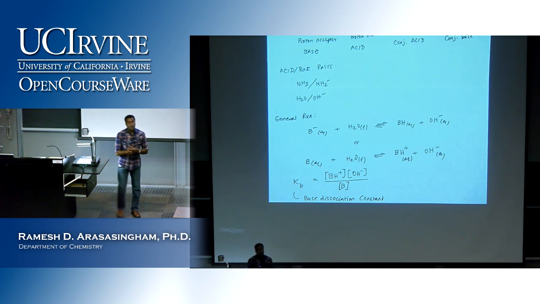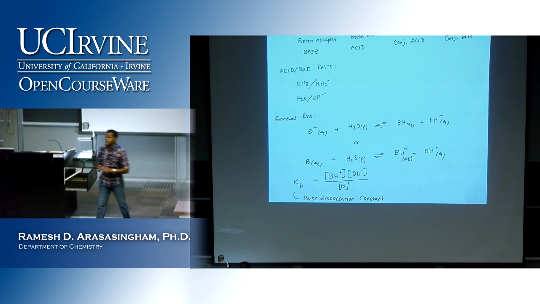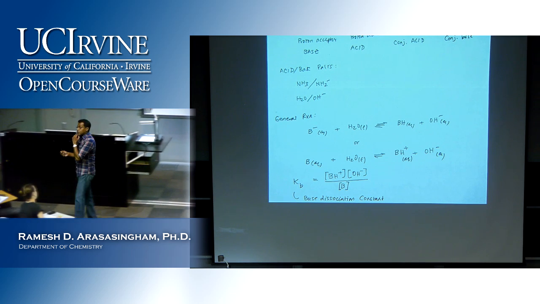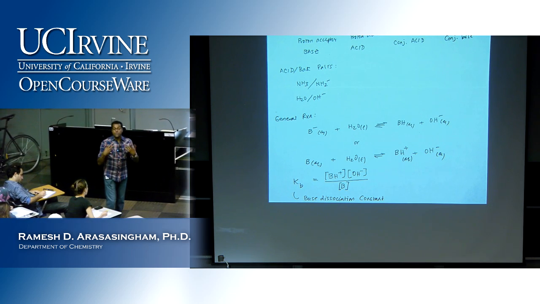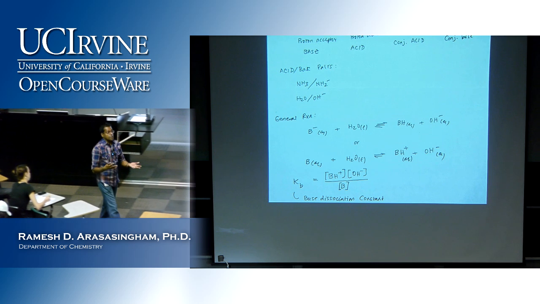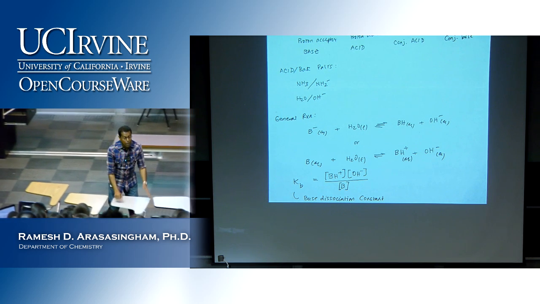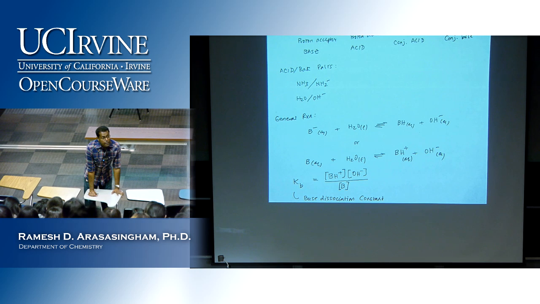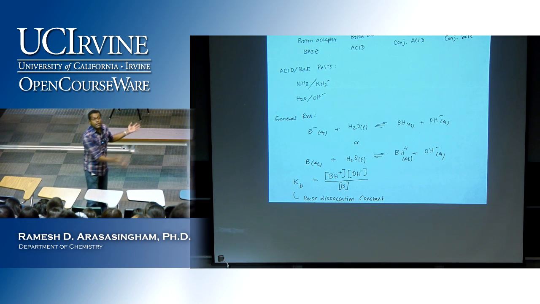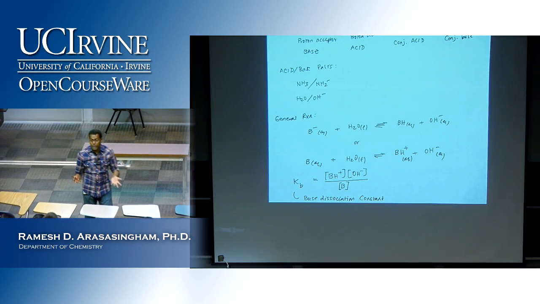divided by the concentration of B. And we do not include the concentration of water because you're starting with pure water. It is a solvent. Its concentration on the scale that we're looking at does not change, so the concentration of water is a constant. And we said that all the constants are put together, so that concentration of water is already included in the constant, Kb.